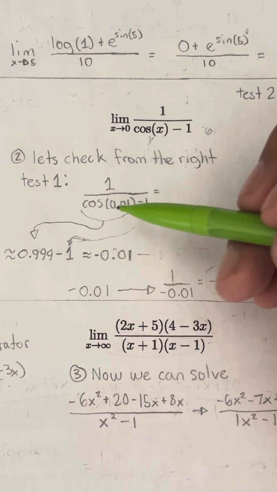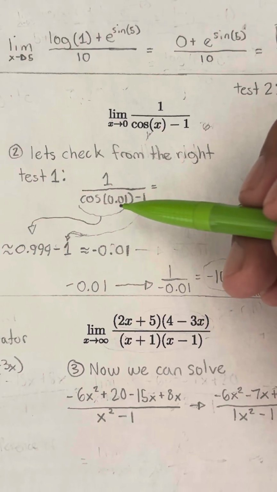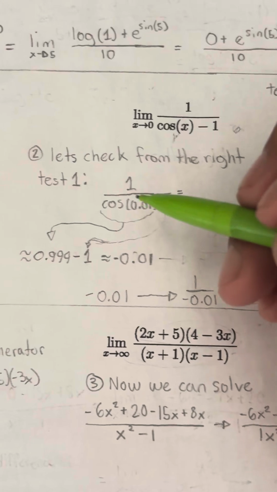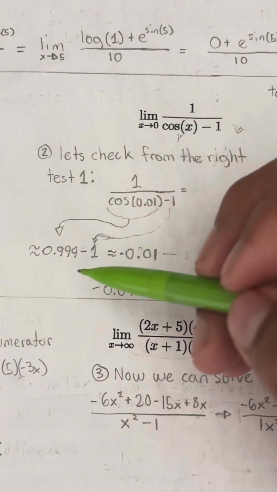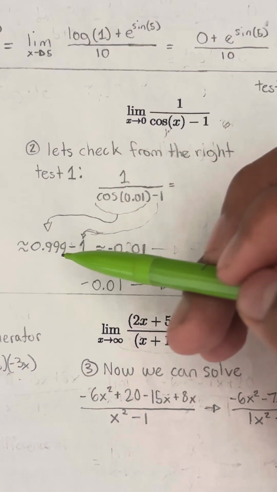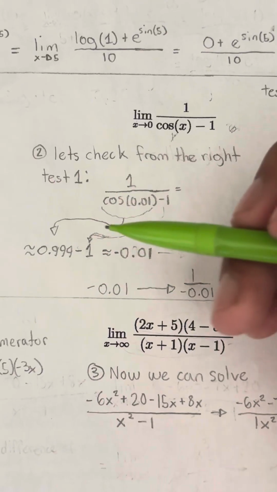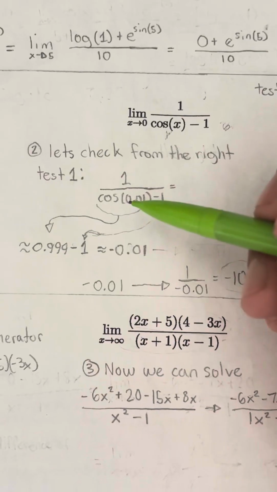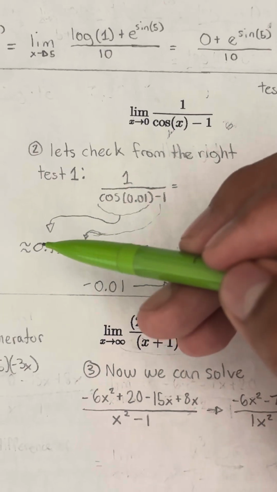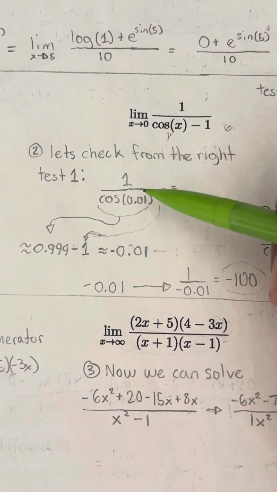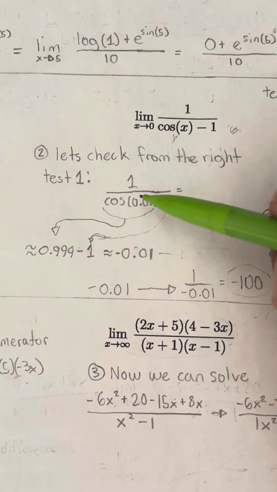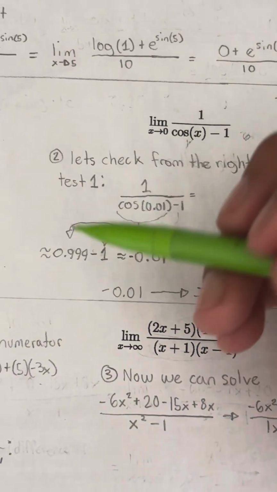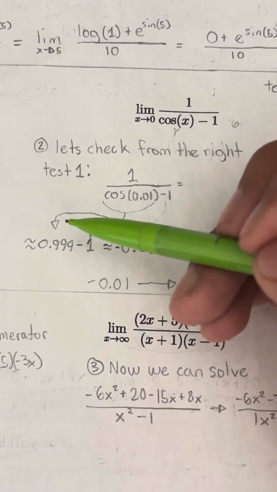So what would a cosine of something really close to 0 be? Well, what's something really close to 1? For example, we could use 0.9999. That's really close to 1. It wouldn't be the exact number, but we could assume that since this is really close to 0, then cosine of 0.01 should be really close to 1. So let's just use 0.999.